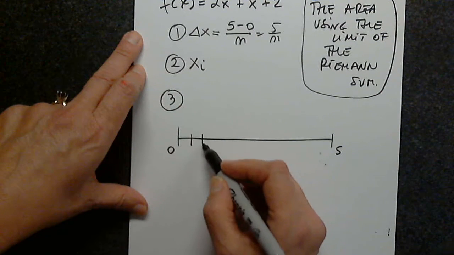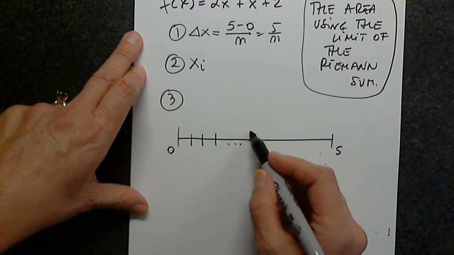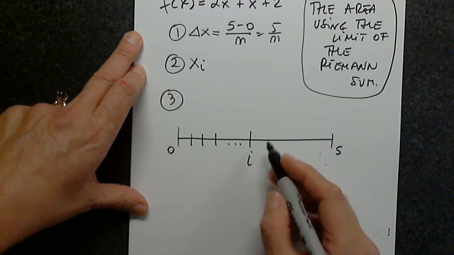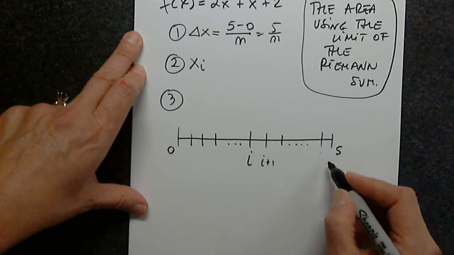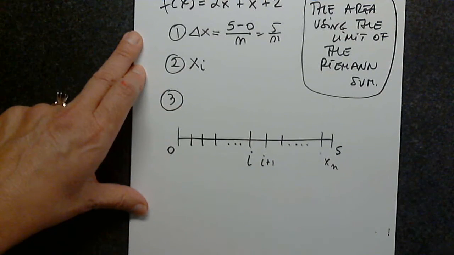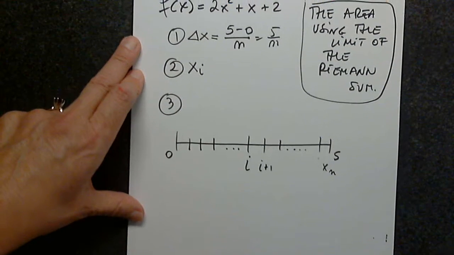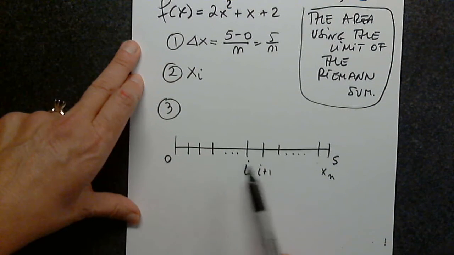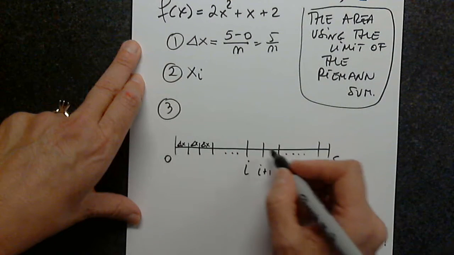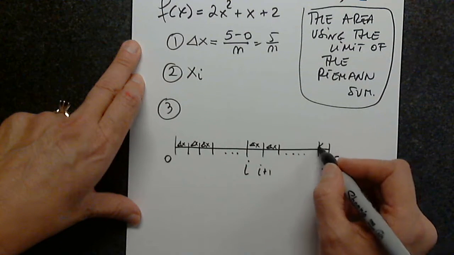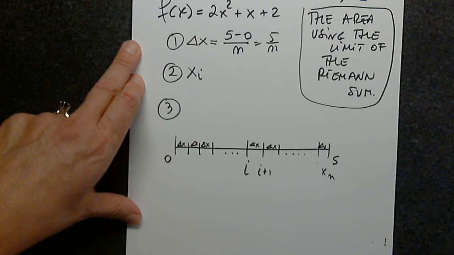This is the first one, the second one, the third one, dot, dot, dot, number i, the next one i plus 1, and so on and so forth, till x sub n. So i goes from 0 to n, as always. This is delta x, delta x, everywhere delta x. It's the base of each subinterval.